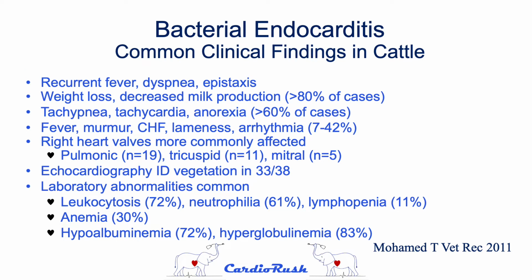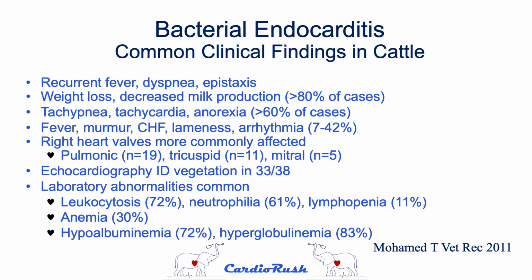Common findings in cattle can include recurrent fever, dyspnea, or epistaxis, with weight loss, decreased milk production, tachypnea, tachycardia, or anorexia in the majority of cases. Fever, cardiac murmur, congestive heart failure, lameness, and arrhythmia are less commonly noted, but may signal the potential for a cardiac cause for the clinical signs.